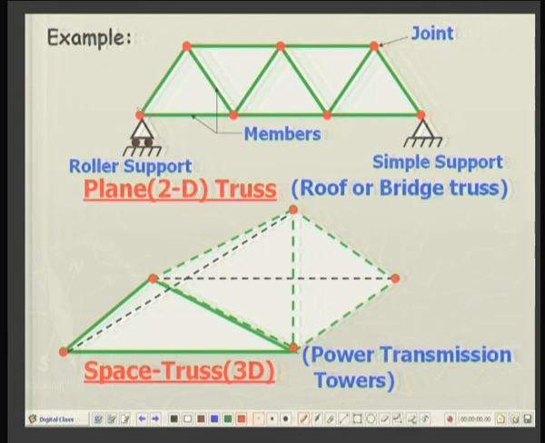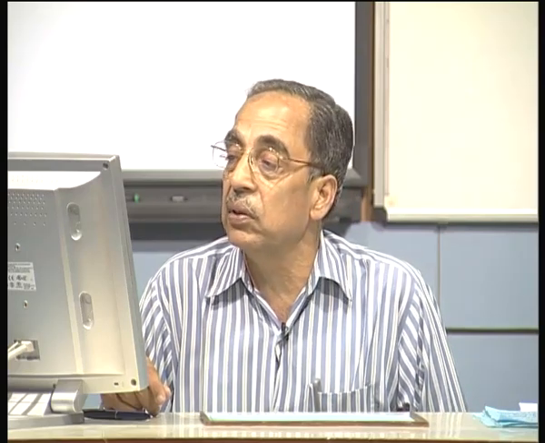Now, the basic element in the plane truss is a triangle. You can see that each one of them is connected to the others like this, whereas for a three-dimensional or space truss, the basic element is a tetrahedron. We will be mostly concentrating on the analysis of two-dimensional or plane trusses, and before we take up the analysis of these structures, let us make some simplifications or idealizations.